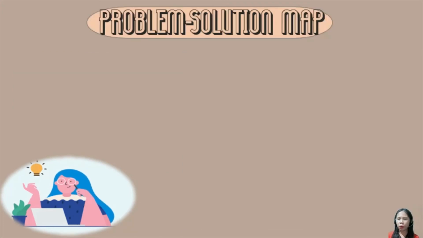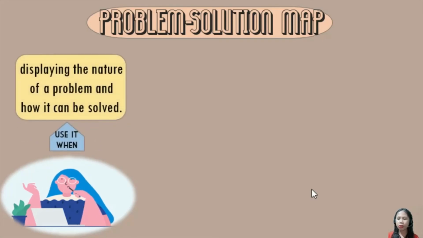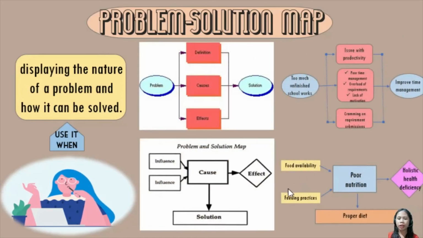Another graphic organizer is the problem solution map. You use a problem solution map when you want to show the graphic presentation of a problem and how it can be solved. We all know that problem solving is one of the most complex of intellectual functions. A problem solution map usually contains the problem's description, its causes and effects, and logical solutions. These two here are examples of problem solution maps that you can use.